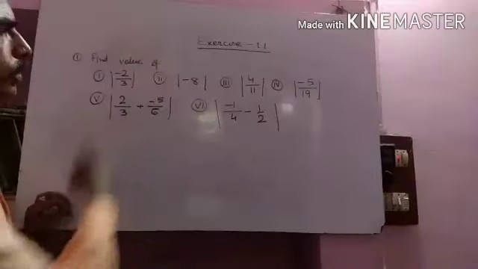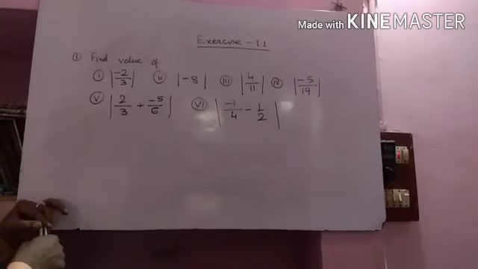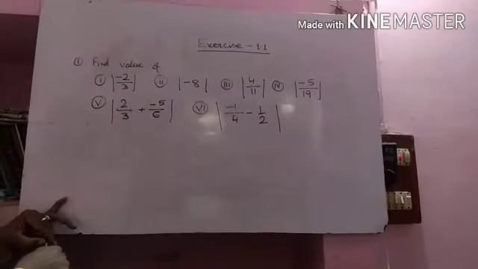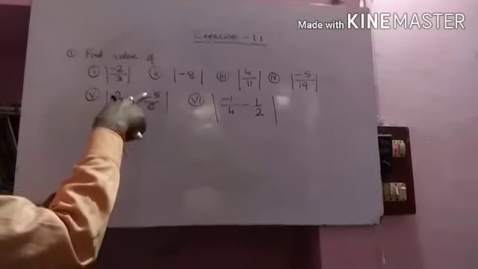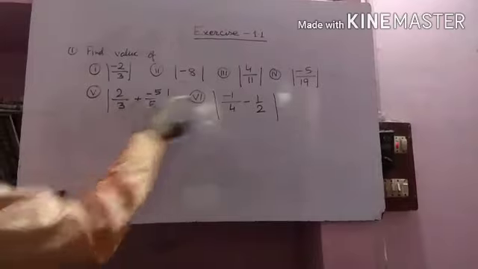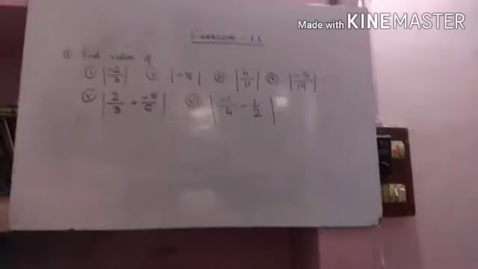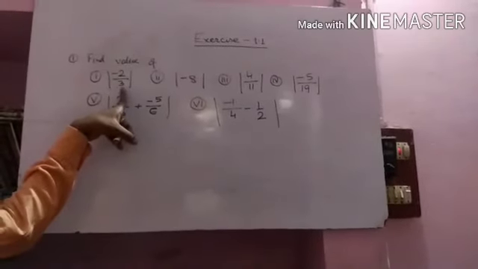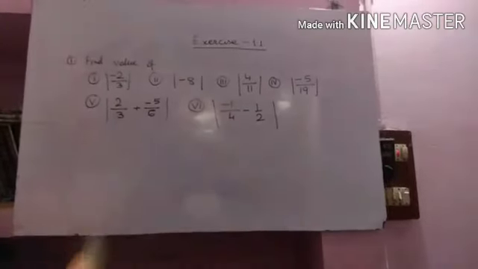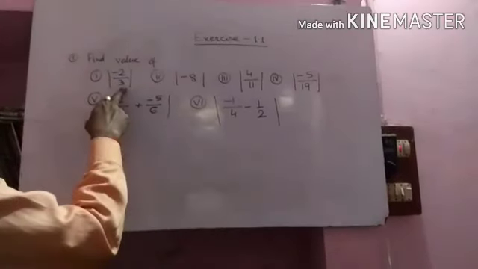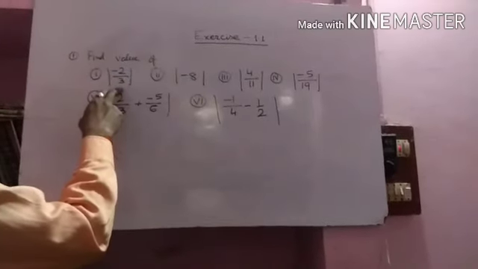First of all, write all these questions, which are inside mode: minus 2 by 3, mode minus 8, 4 by 11, 5 by minus 5 by 19, 2 by 3 plus minus 5 by 6, 1 by 4, minus 1 by 2. So as you know, we discussed that in case of a negative number, it will be the negative of the negative number. So obviously after removing this mode, it becomes positive 2 by 3. The absolute value of this one becomes 2 by 3.